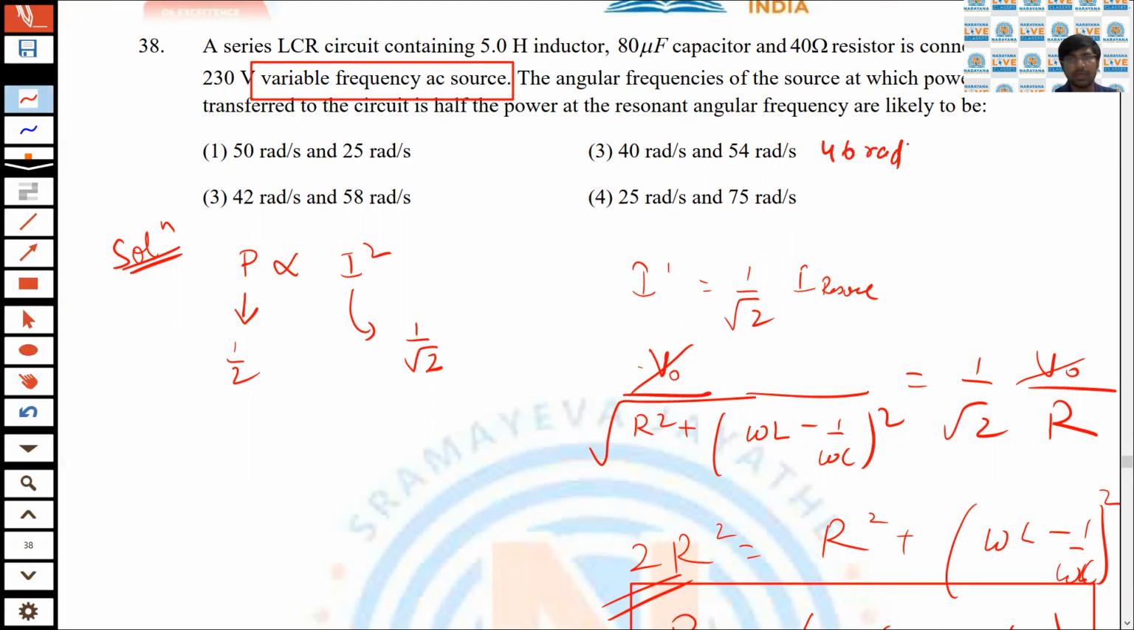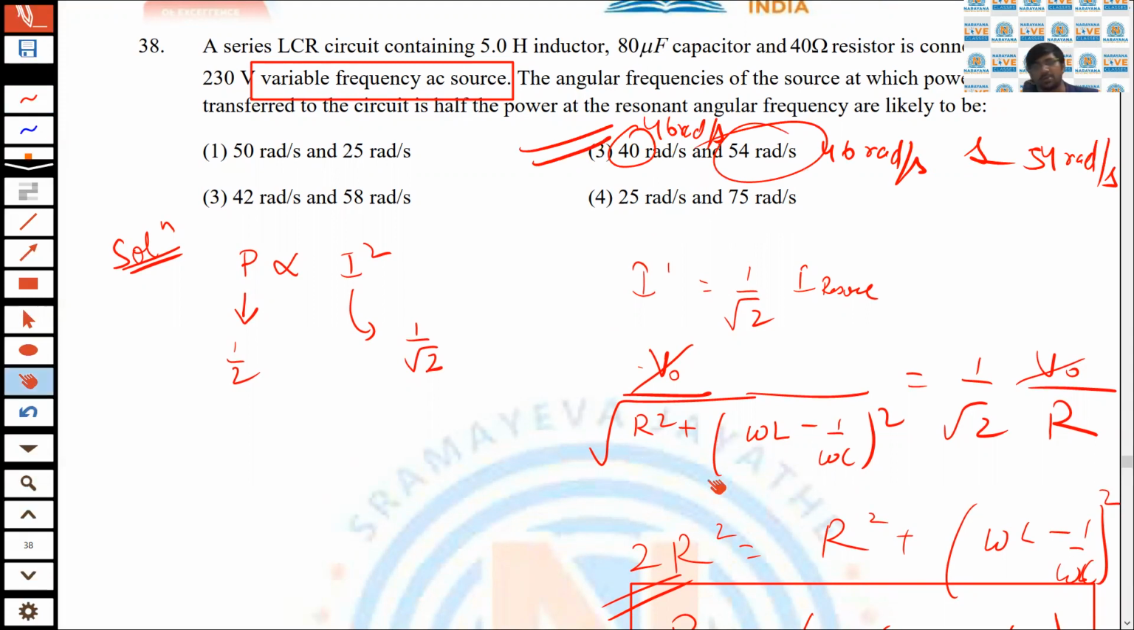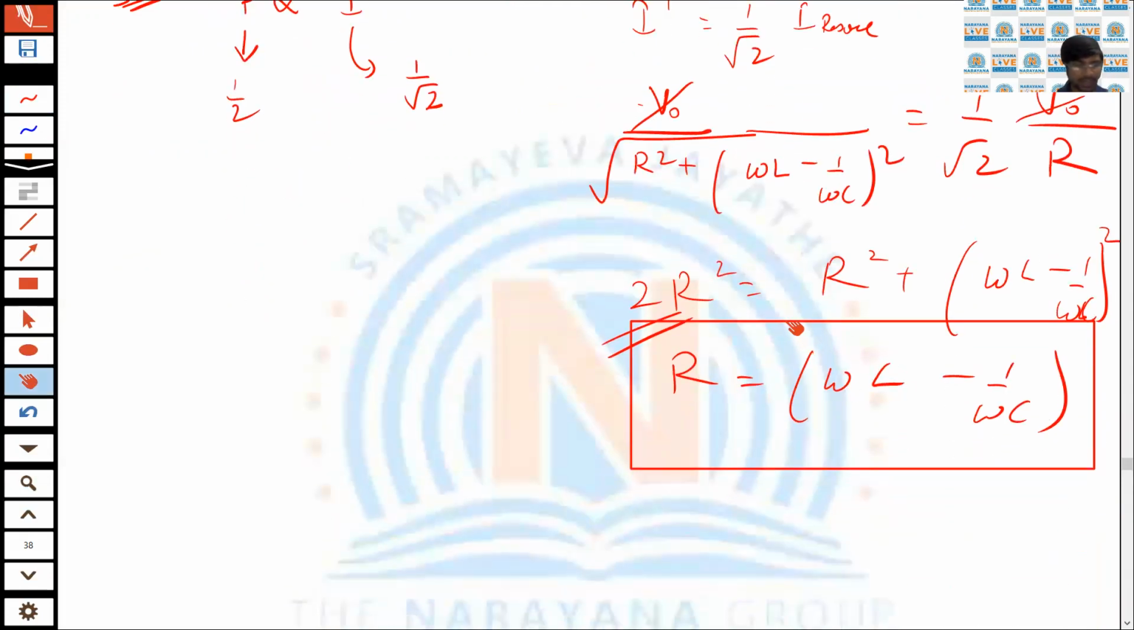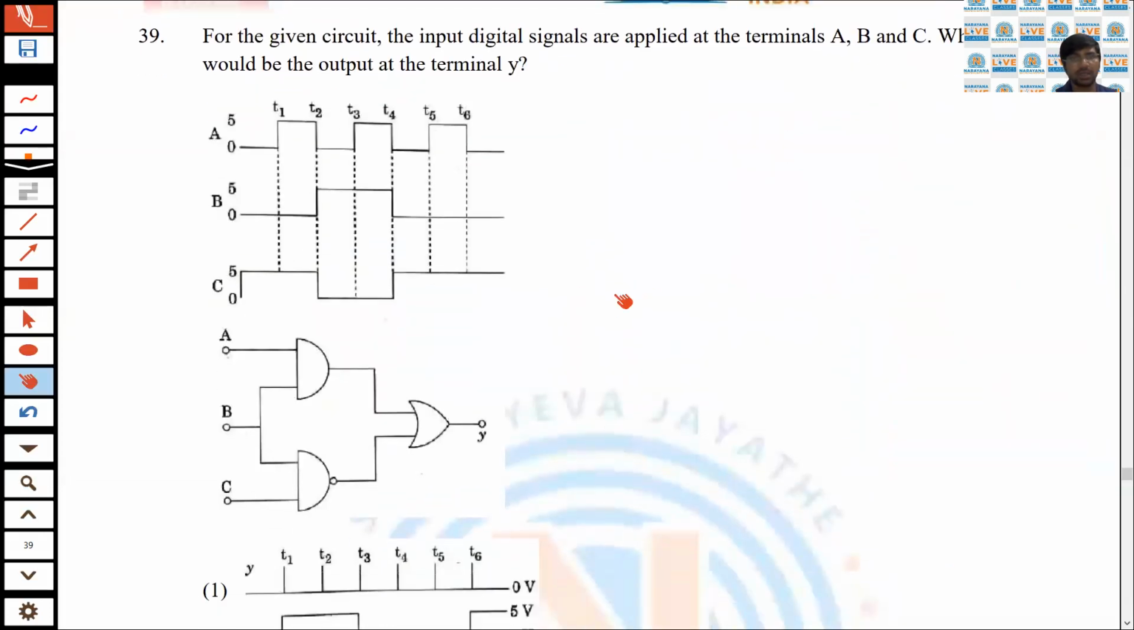46 radians per second and 54 radians per second. So this option is not 40, this is 46 radians per second and 54 radians per second as the correct option. Once we solve this quadratic equation, all right, let's come to the 39th question.